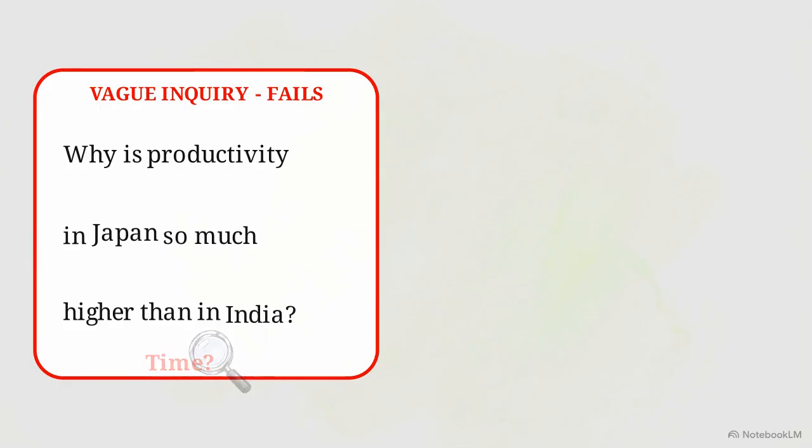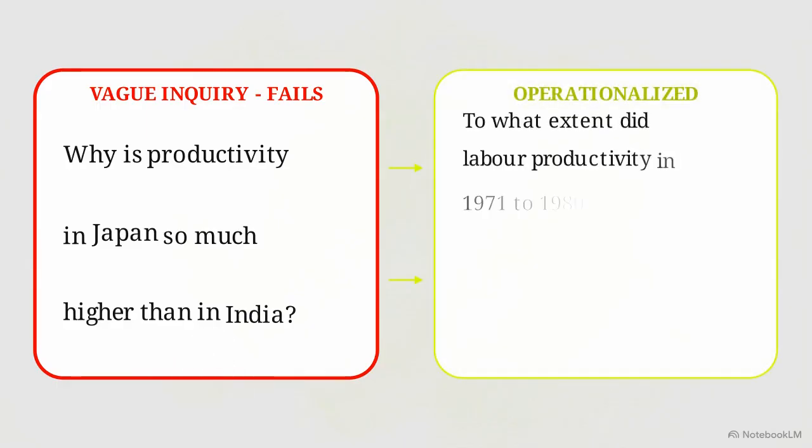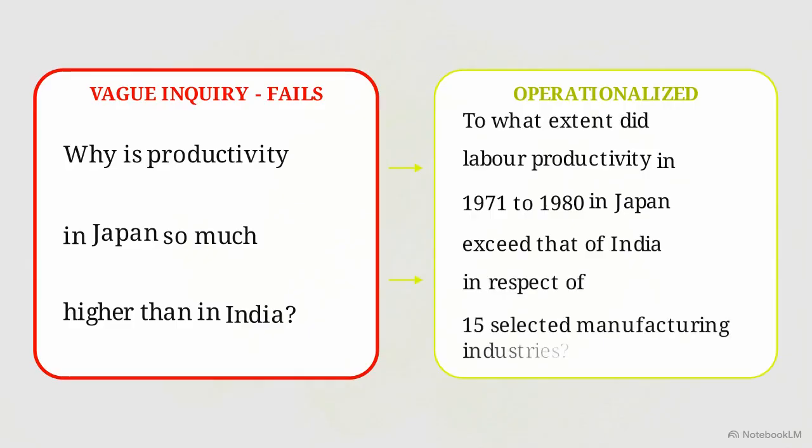Now look at the operationalized version on the right. To what extent did labor productivity in 1971 to 1980 in Japan exceed that of India in respect of 15 selected manufacturing industries? Notice the first boundary. The vague concept of productivity is replaced by a highly specific, quantifiable metric: labor productivity.